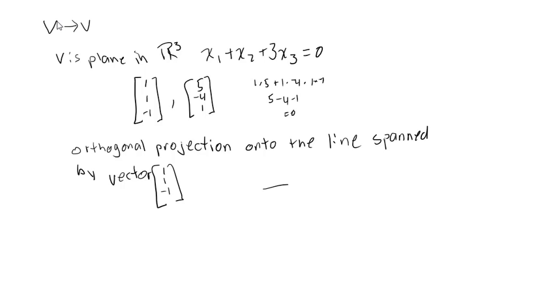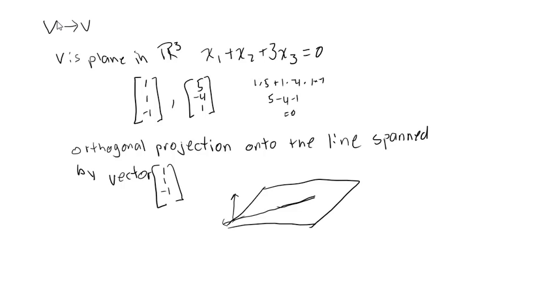So we've got some plane, and we've got a line on the plane. I didn't show the line as being spanned by a particular vector, so I'll do that now. So we've got this line on this plane, and we want to find the orthogonal projection of some other vector onto that line.